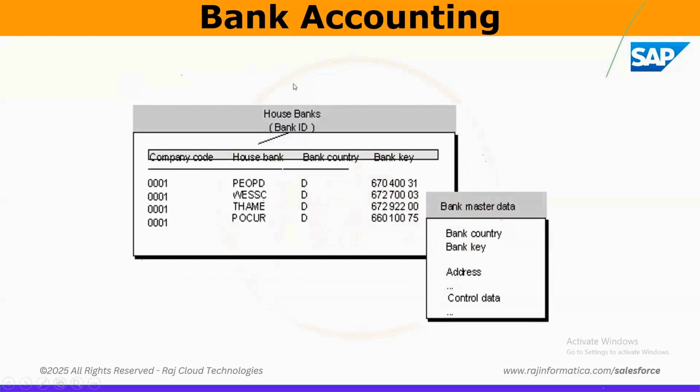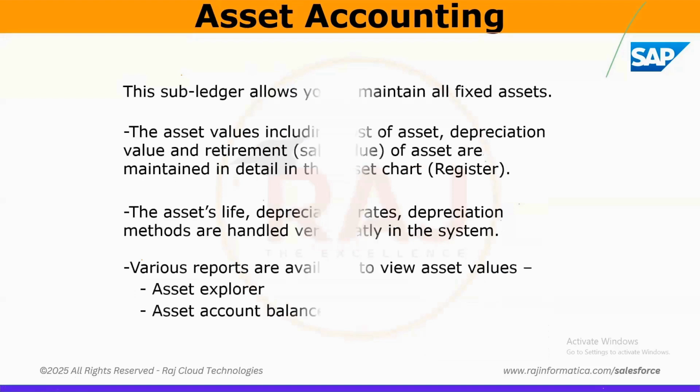So this is house bank, which is called it in as SAP. So we have company code, house, different bank. We have bank key, that is your branch, and then respective address and data is updated in house bank or bank accounting.